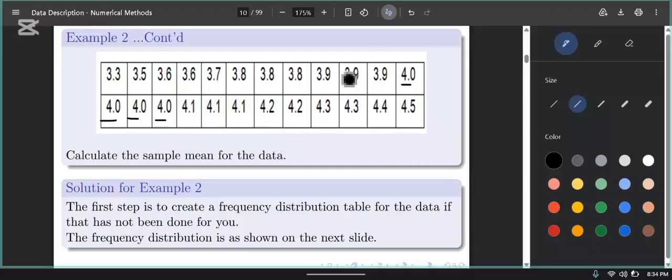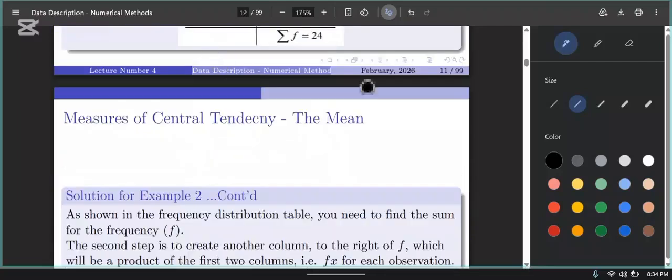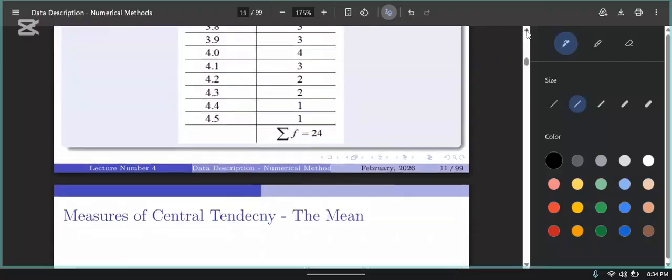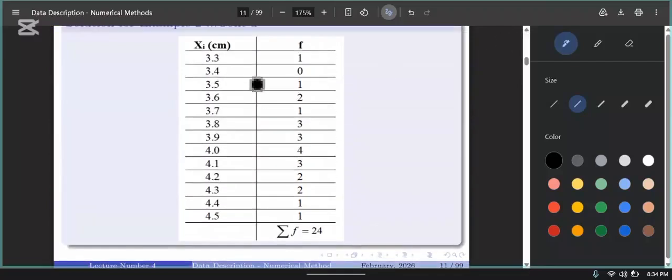Okay. So here we said that 4.0 was the number with the highest frequency. If you arrange these numbers from the least number to the highest number, then you just start counting how many times each number showed up. For this case, 4.0, we counted 4 times. That's the one with the highest frequency.